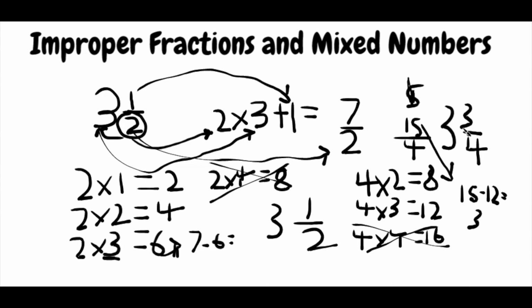3 and 3/4. And you can always go back the other way and check this too, to make sure you're correct. That's the good thing about these kinds of problems: you have a way to check yourself. So 4 times 3 is 12.